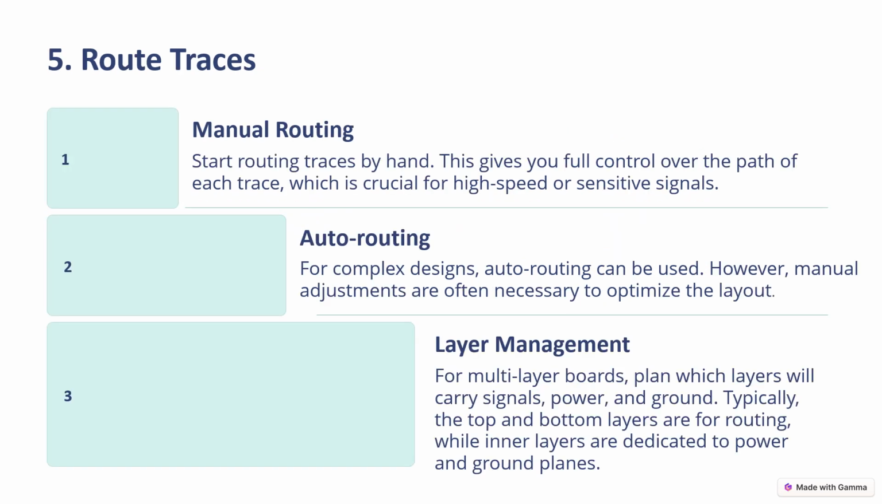Step 5. Route traces. Manual routing. Start routing traces by hand. This gives you full control over the path of each trace, which is crucial for high speed or sensitive signals. Auto routing. For complex designs, auto routing can be used. However, manual adjustments are often necessary to optimize the layout.